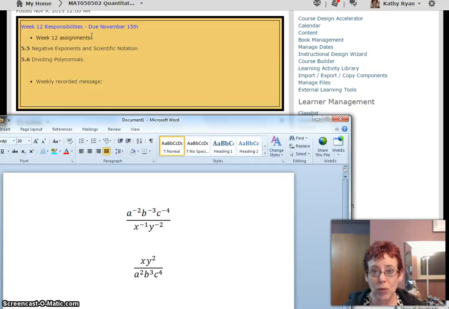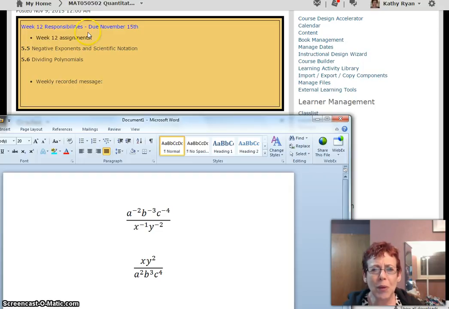We have the product rule, where we add exponents. We have the quotient rule where we subtract exponents. And we have the power rule where we multiply exponents. And if we have a power rule going on, we basically distribute that outside exponent to every part within the parentheses that is being raised to that exponent.